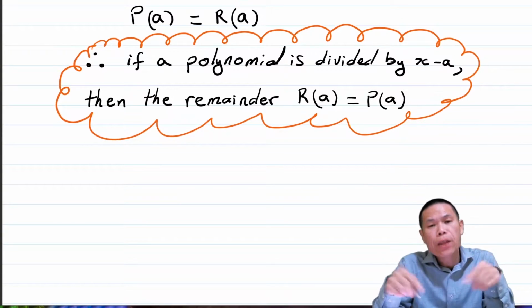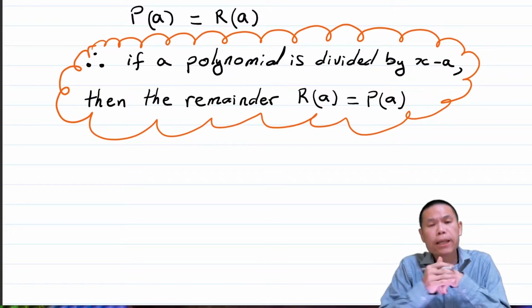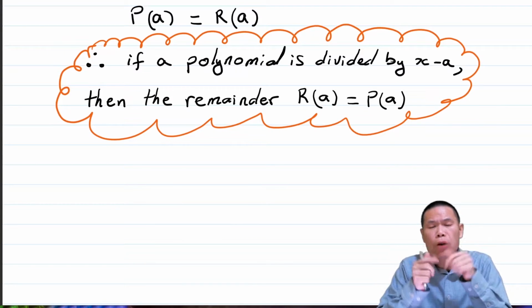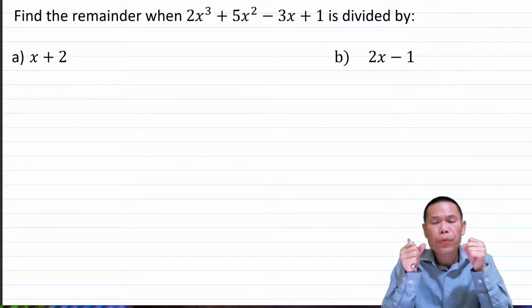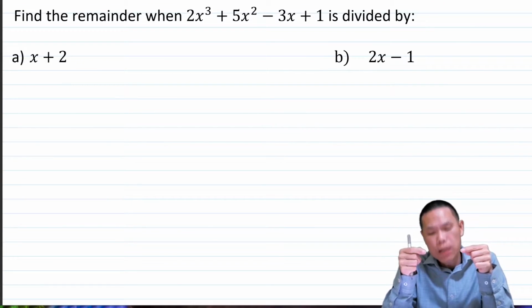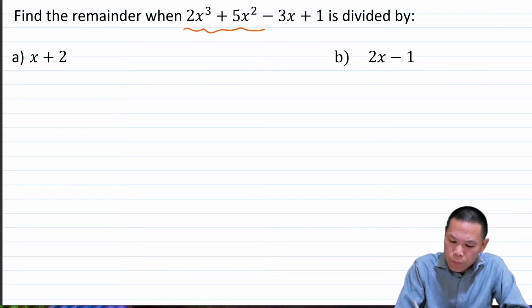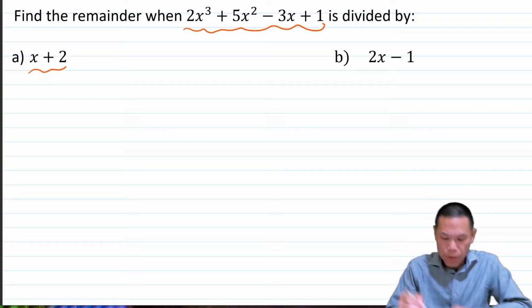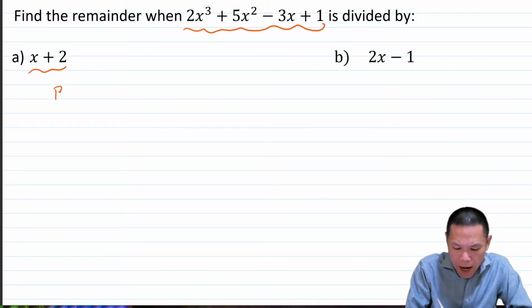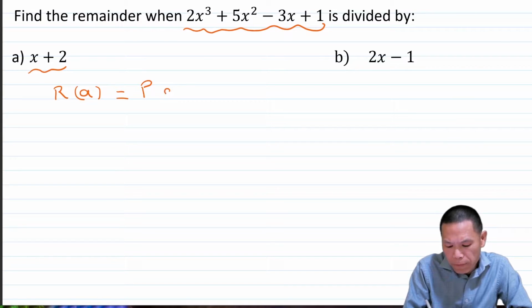So this is the remainder theorem. Please keep that in mind. Let's go through a couple of examples. First one: find the remainder when this polynomial is divided by this. From the remainder theorem, we know that r of a is equal to p of a.